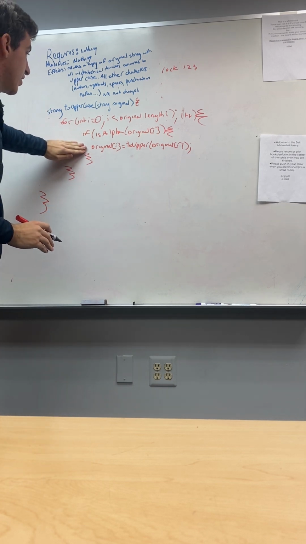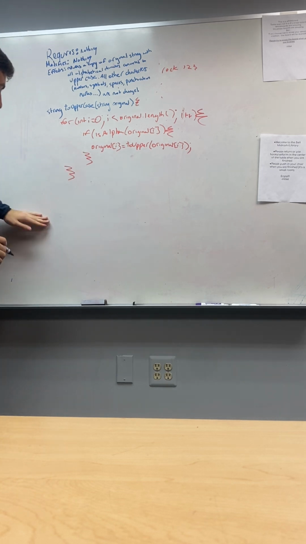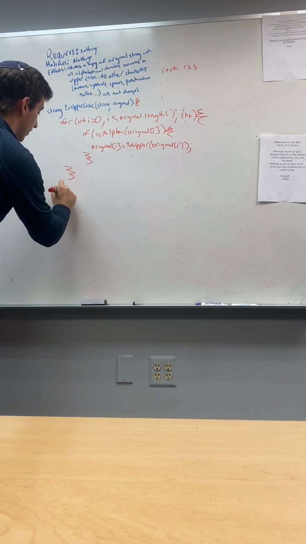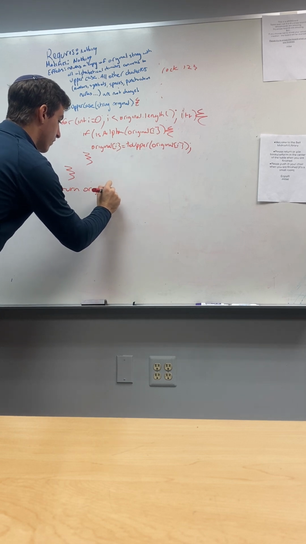And then once we reach the end of the for loop, the whole point of this function is that we have to return the string. So we're just going to return original. That's your function.